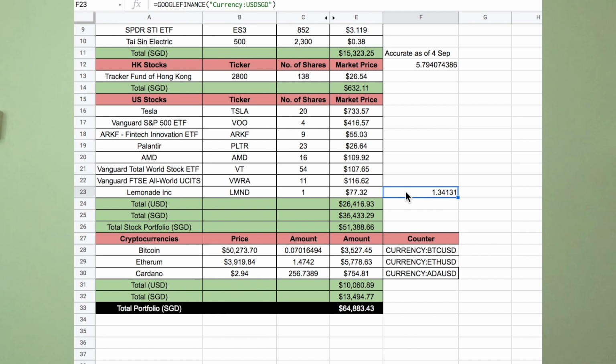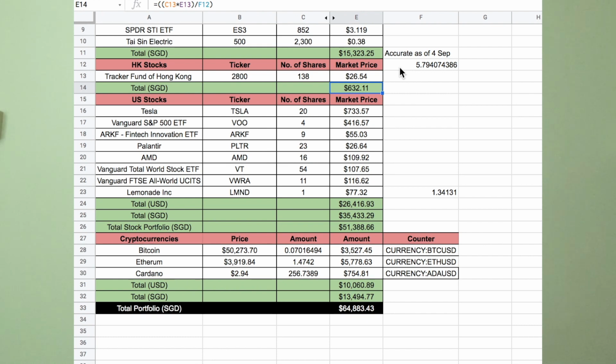For converting the value of my US holdings from US dollars to Singapore dollars, I use the formula equals GOOGLEFINANCE bracket currency and then USD to SGD, which you can see here. This gives me the value of US$1 in SGD, which I then multiply with the value of my US portfolio. Similarly, that's also what I do for my Hong Kong holdings. You're able to switch the formulas around as you wish, depending on which you are comfortable with.